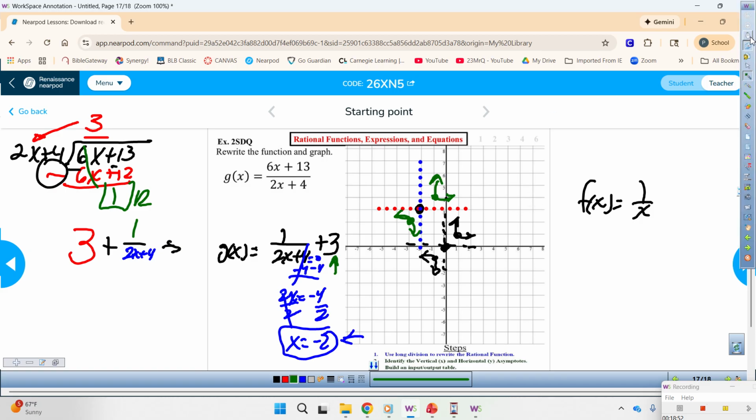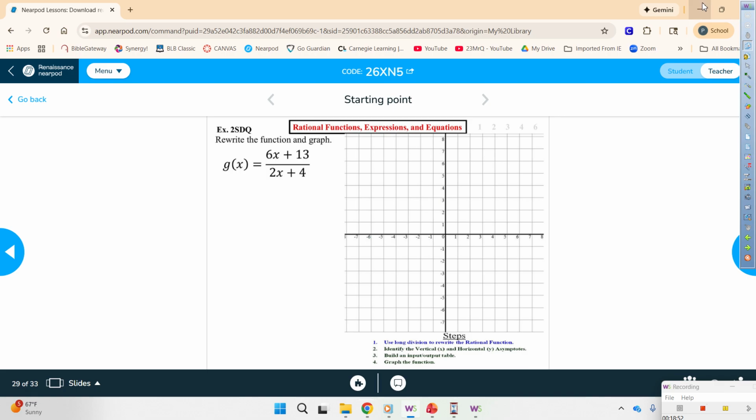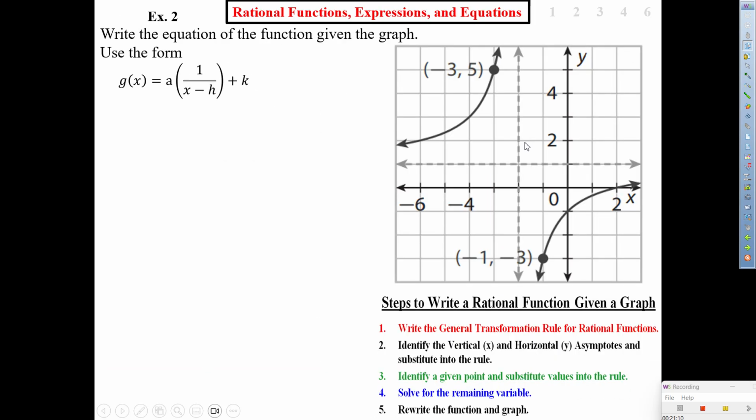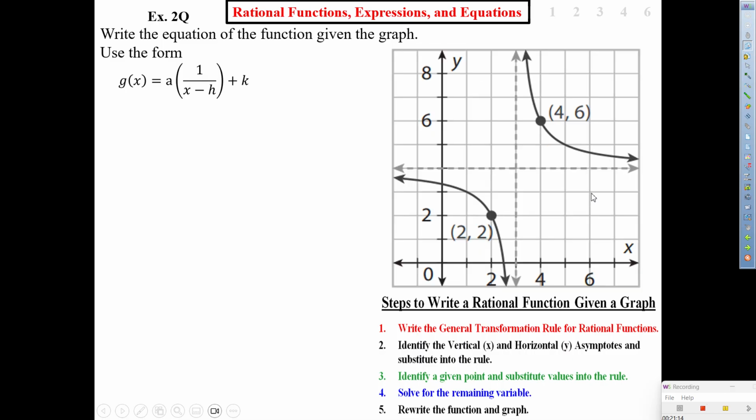All right. Last but not least, copy that one onto your graph. Oh, no, not that one. This one. Copy that one onto your graph. So graph that point, this point, the asymptotes. And I want you to write me the equation from the graph given this. Let's see if you can follow along from what you did yesterday. Copy and go.